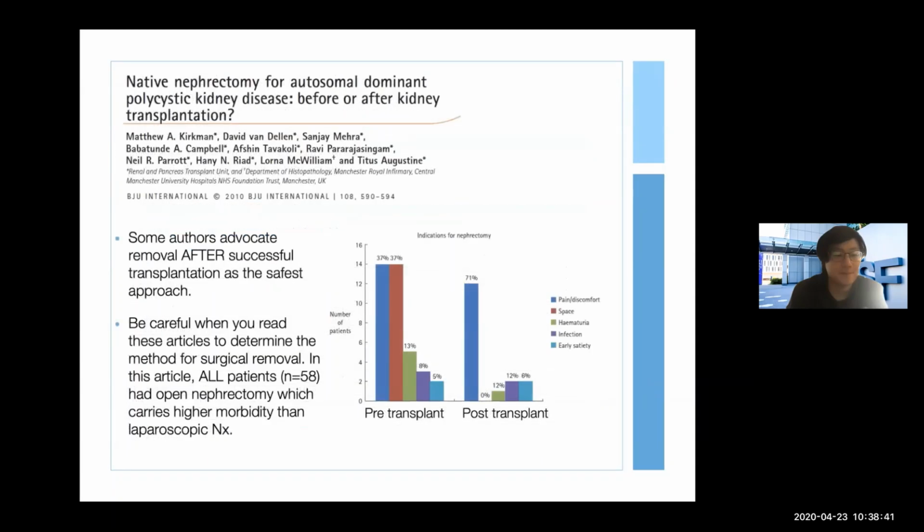There are other authors that have advocated removing the kidneys after successful transplantation. And I think that, with experience, you'll see that these patients generally do better if they have their native nephrectomies after transplantation. I would just caution you to be careful when you read this literature. The vast majority of this literature is based on open kidney removal procedures, and that has a different morbidity degree than the laparoscopic procedures.